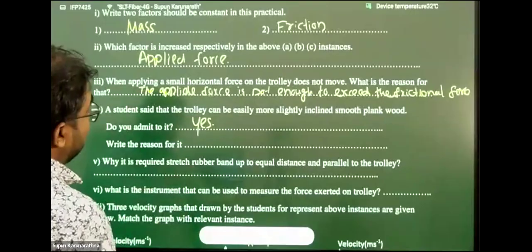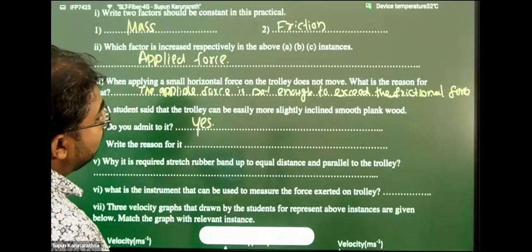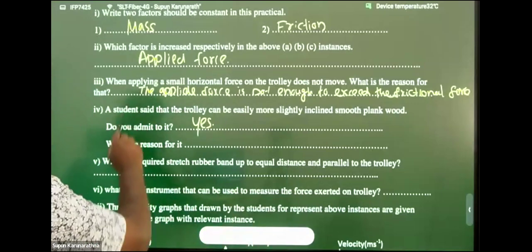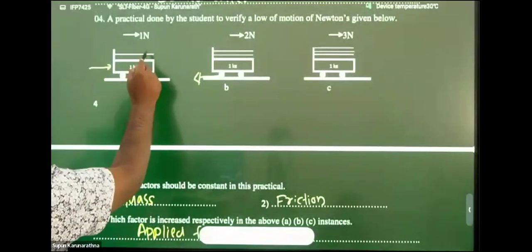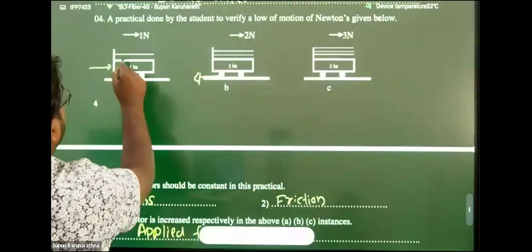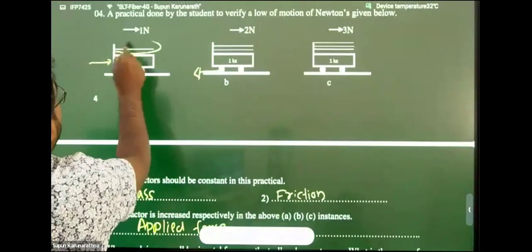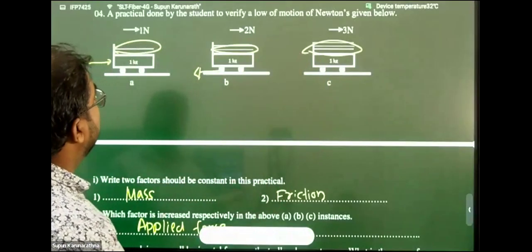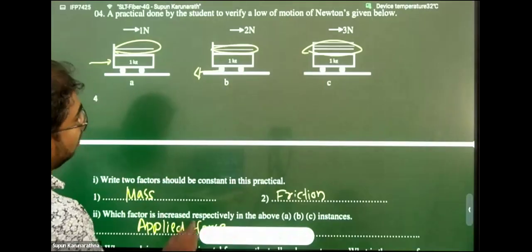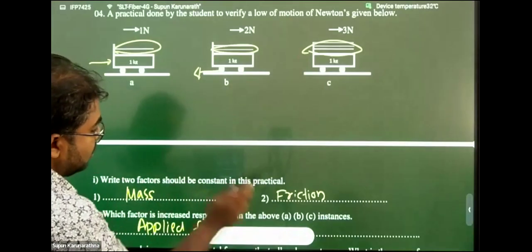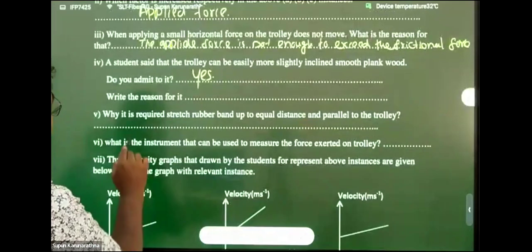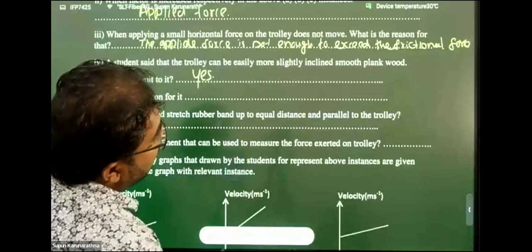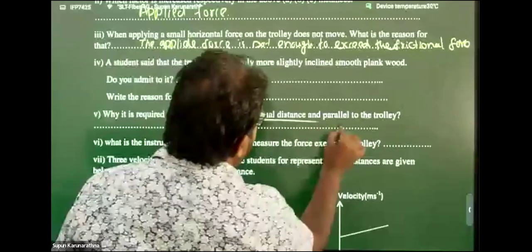Fifth one: why is it required to stretch the rubber band up to an equal distance and parallel to the trolley, right? So you know that in this activity we have to use the rubber band. Here is the rubber band, right? You can see that in each of the instances the rubber band is applied at the same distance. What is the purpose of that? Right? The question asks why it is required to stretch the rubber band up to an equal distance and parallel to the trolley. Equal distance and parallel to the trolley.